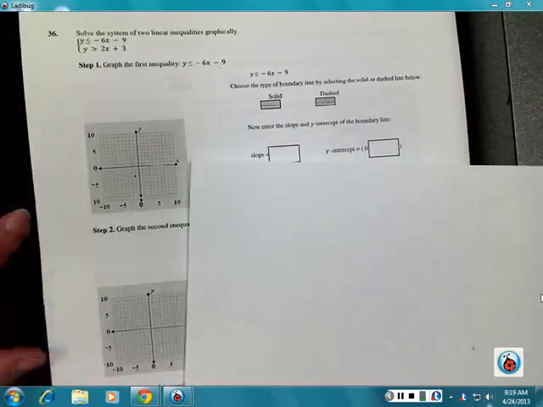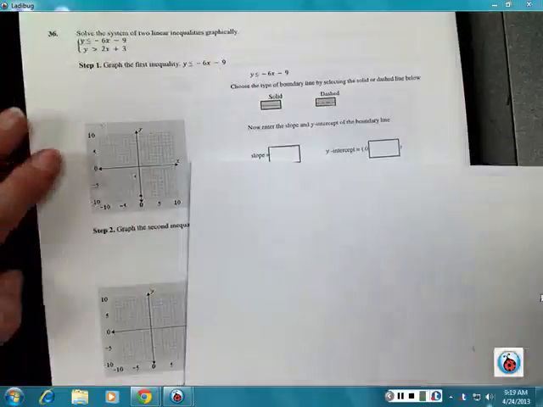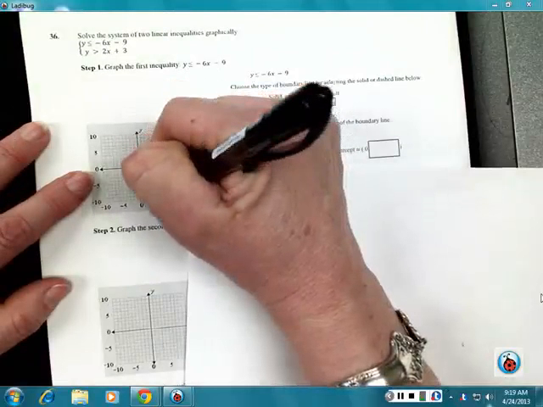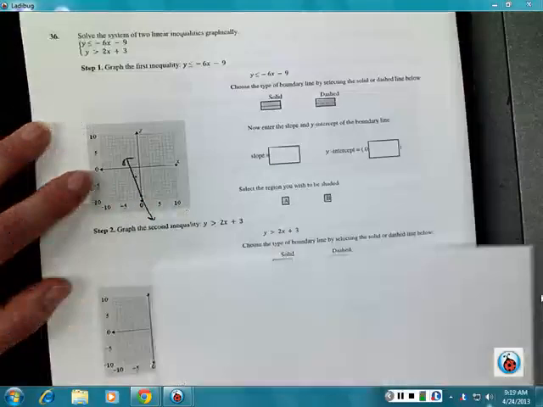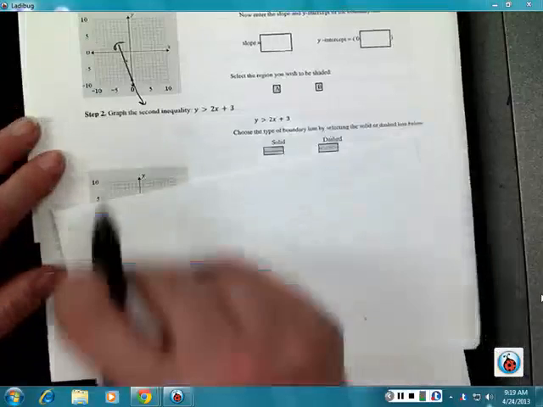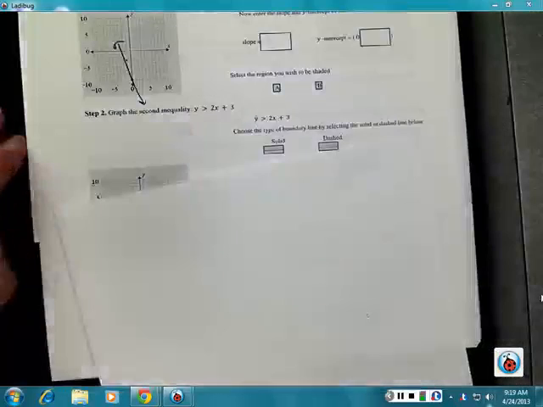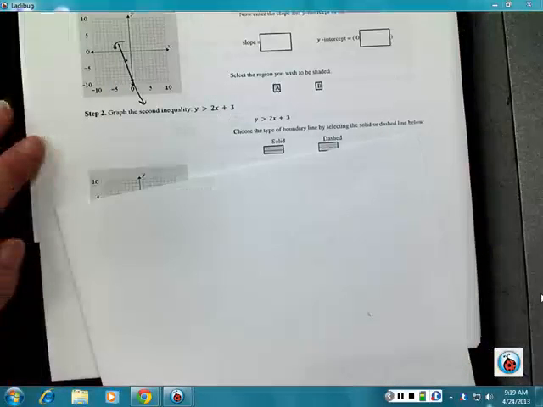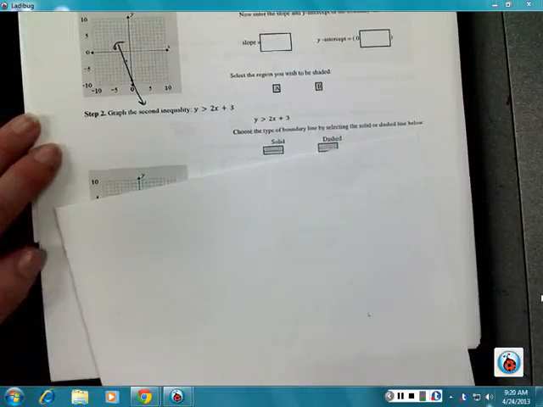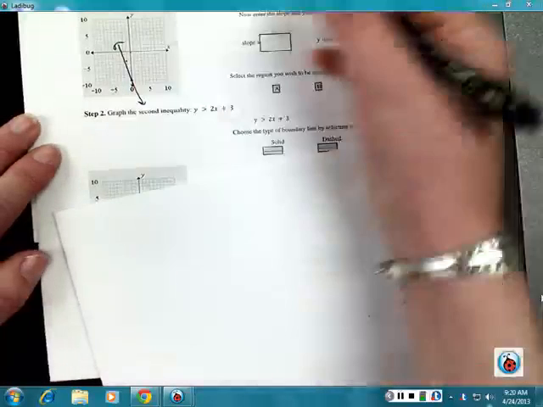And then I got to determine whether my line is dashed or solid. Which one would it be? Solid because it's got an equals. Then I need to determine what side gets shaded. So what side would I shade? Top part or the bottom part? It has a less than, so that means I would shade that side.